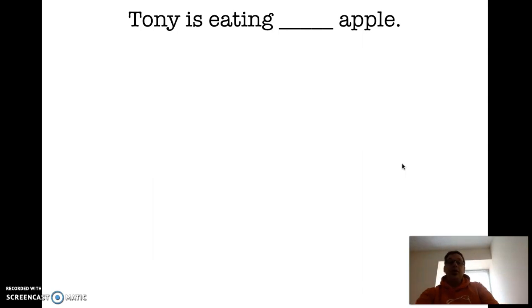So here, Tony. Tony is eating what? A, an, or the. Well, between a and an, we're going to say an. Tony is eating an apple. Okay? If there was a group of children and there was different things to eat, such as chips and carrots and an apple, and Tony was eating the one apple that the group had, then we could say Tony is eating the apple. Right? There's only one. But let's just say that Tony is eating an apple.